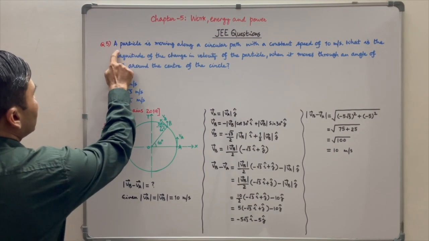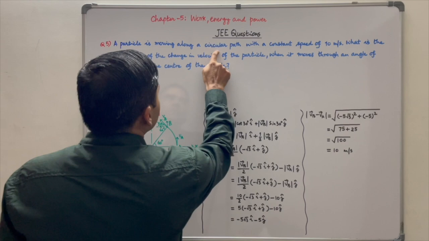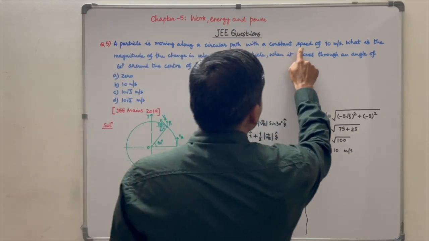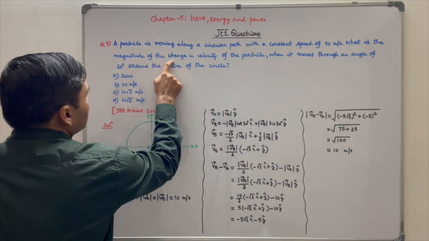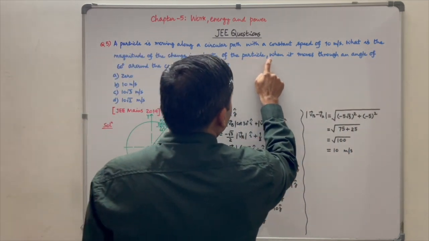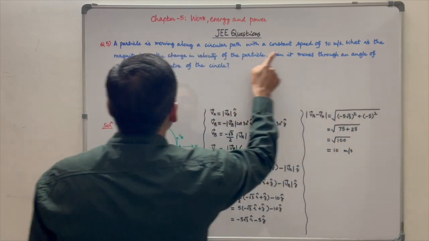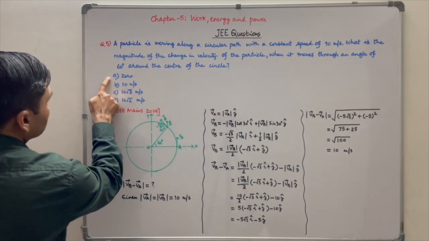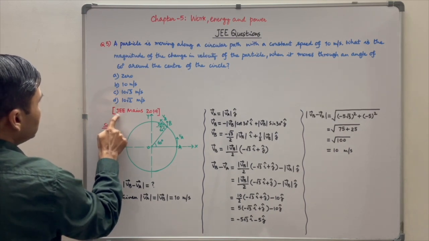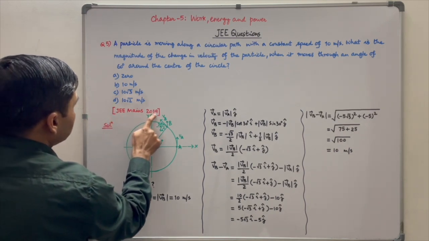Fifth question. A particle is moving along a circular path with a constant speed of 10 meters per second. What is the magnitude of the change in velocity of the particle when it moves through an angle of 60 degrees around the center of the circle? These are the options given. This question was asked in JEE Mains 2019.